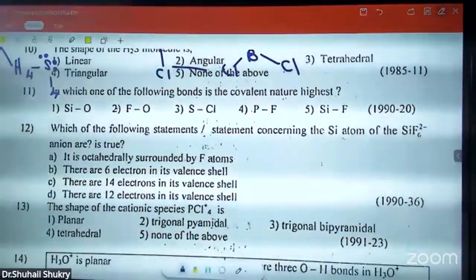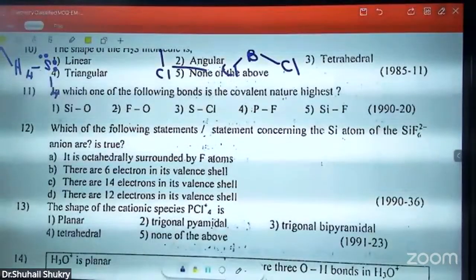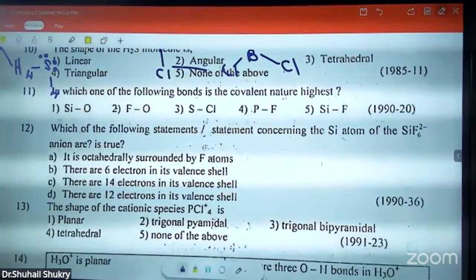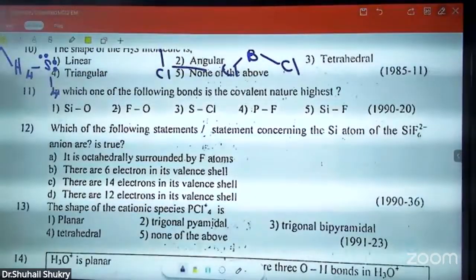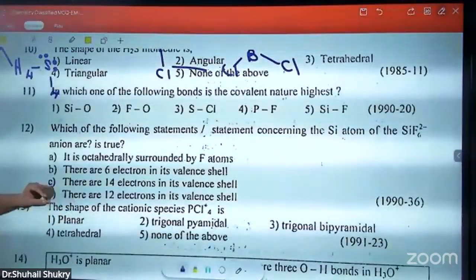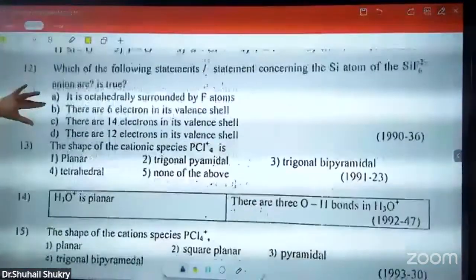Covalent nature is highest. Those things I have explained. Can you remember? Can't remember. Because today's topic, this is not related to today's topic, no?